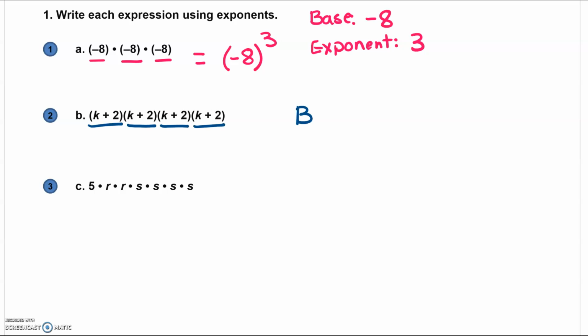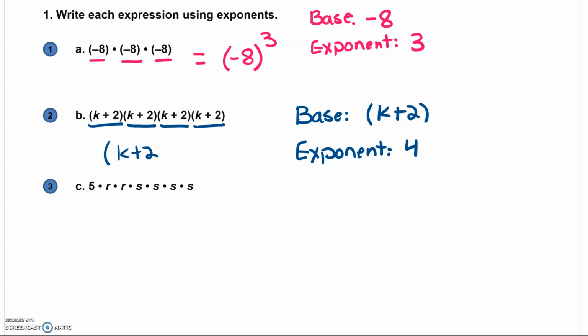Okay, next one, we can see we have a big whole chunk that's being repeated. So our base is that whole piece. Our base is k plus 2. It's the thing we're multiplying together. And then our exponent is how many times we see it. We see it 4 times. So we're going to write (k plus 2), again keeping it in parentheses, to the fourth power. And that's our answer.